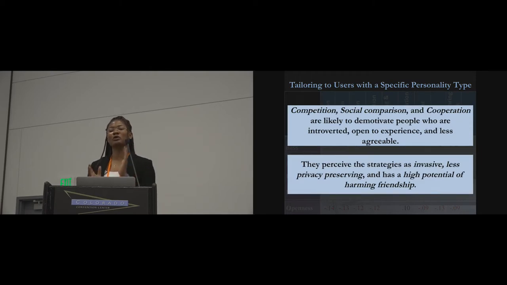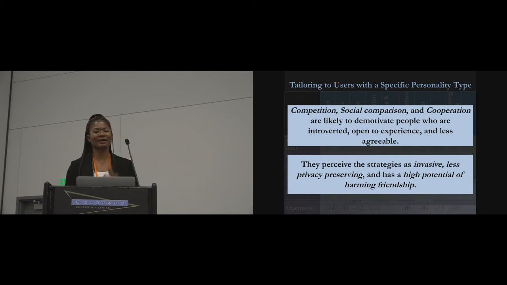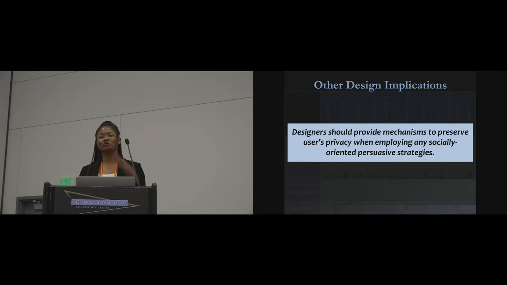Finally, our findings reveal that socially oriented strategies, competition, social comparison, and cooperation are likely to demotivate behavior for people who are introverted, open to experience, and less agreeable. Our qualitative results show that this group of people perceive these strategies as invasive, less privacy preserving, and have higher likelihood of harming friendship. Therefore, we recommend that designers should preserve users' privacy when employing socially oriented strategies. Designers could include mechanisms that allow users to hide their identity or use nicknames. And as an alternative to hiding their identity, it is also possible to abstract behavior by showing only the percentage of the behavior as a percentage of an individual's goal, as opposed to showing the actual data. We are assuming that this is going to be a good abstraction and less invasive alternative to showing the actual behavior performance data.